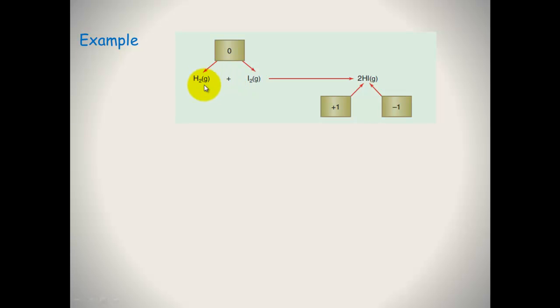Here we have hydrogen gas reacting with iodine gas to form hydrogen iodide. If we work out the oxidation numbers, which they've already done for you here, we can see these are both elements, so they both have an oxidation number of 0. When you then work out the oxidation numbers in hydrogen iodide, hydrogen has got +1, iodine is -1. That's just based on our rules. Remember, hydrogen is always +1, so iodine needs to be -1 to balance out that charge.